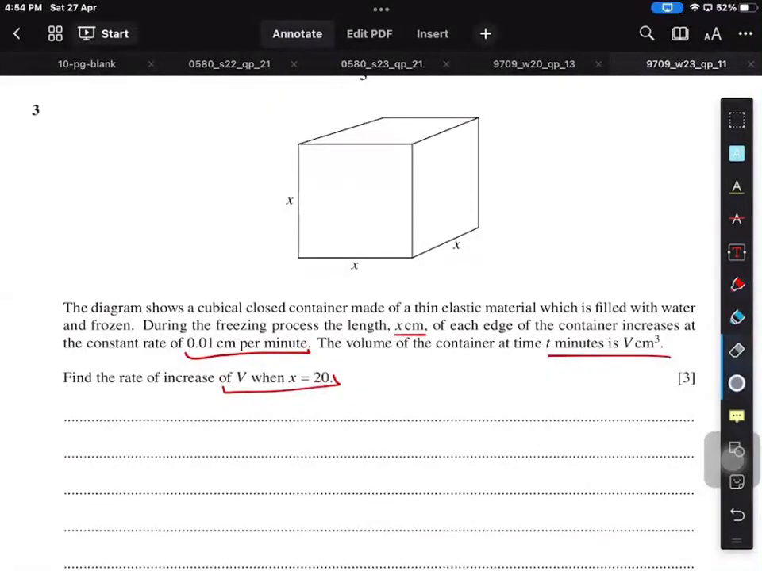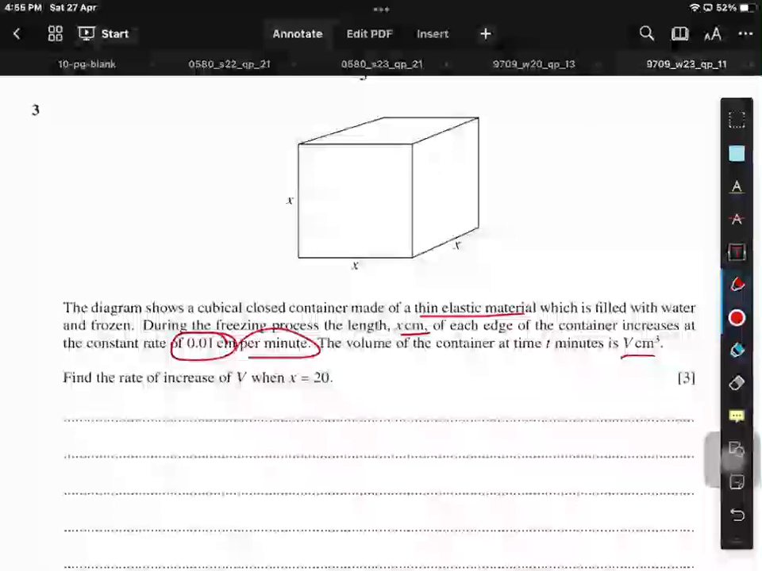Okay, let's move towards question number 3, which says that the diagram shows a closed cubical container made up of a thin elastic material, which is filled with water and frozen. During the freezing process, the length is x centimeters, so the length of this cube is x, and the volume of this cube is V, right? And the rate of increase of the length is 0.01 centimeter per minute. The volume at t minutes is V, and we need to find the rate of increase of V.